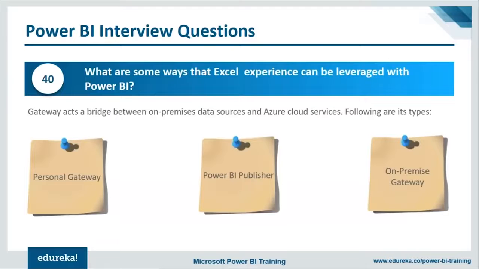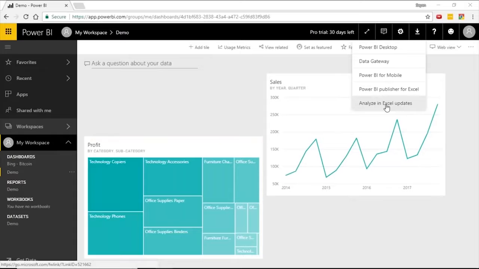Okay, so what are the ways the Excel experience can be leveraged with Power BI? There are a couple of things that we can do in Excel, by the way, which I wanted to briefly talk about. To discuss this piece, I'll quickly open up Excel. There are two things particularly that you have in Excel. One is the Power BI Publisher for Excel, and then obviously the personal gateway and the on-premise gateway, the gateways that we have. But there's one additional component worth mentioning called Analyze in Excel Updates. As you can see, there's something called Analyze in Excel Update. So these are both add-ins that you have to install in Excel.